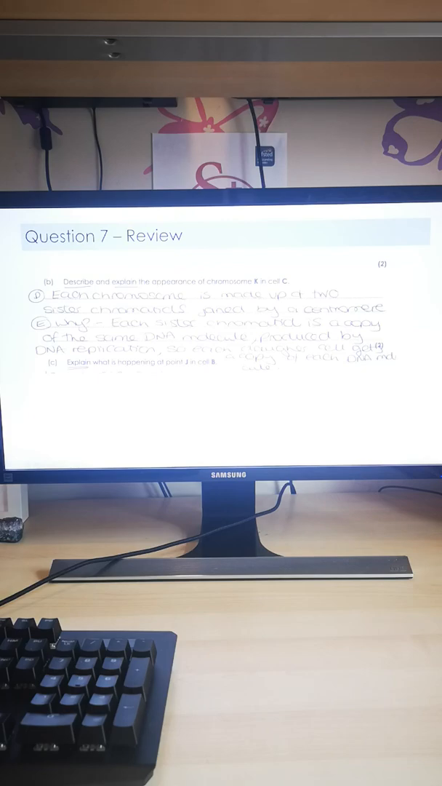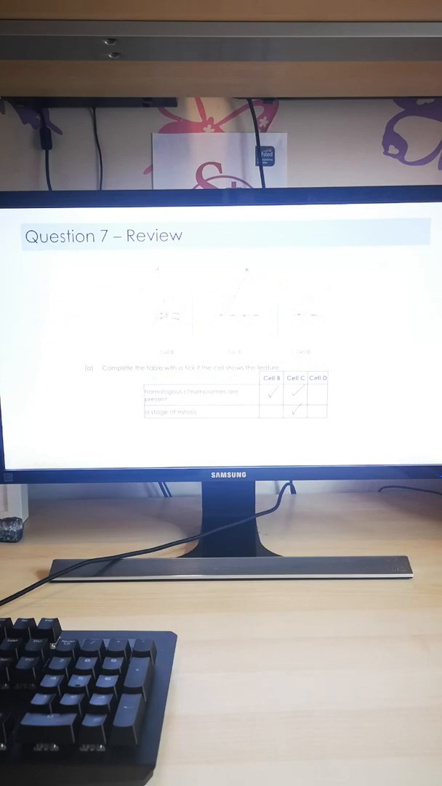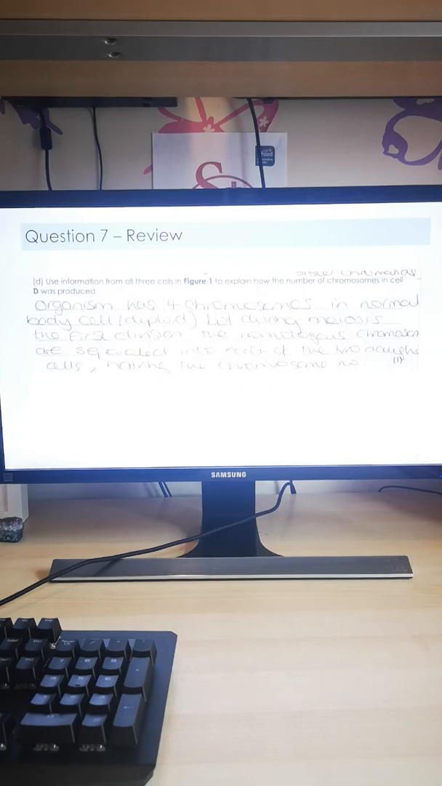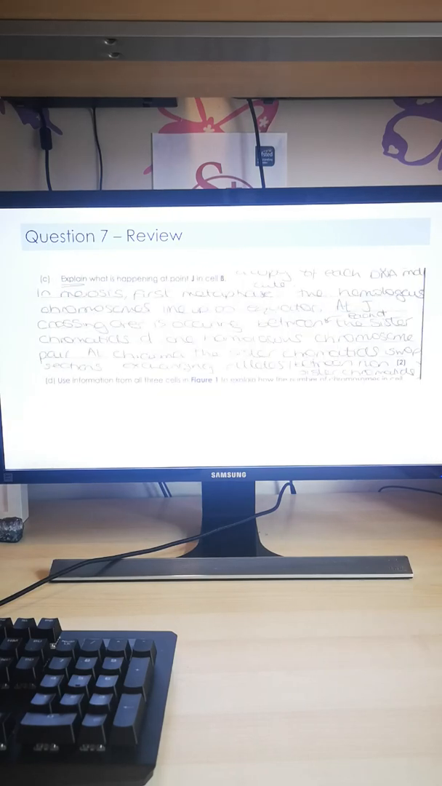Explain what is happening at point J in cell B. So if we go back to cell B, and this is point J there, we can see crossing over occurring. It's just making sure we get the detail in there. Okay, so in meiosis, first metaphase, the homologous chromosomes line up on the equator. At J, crossing over is occurring. Now we know that doesn't actually happen in metaphase, but the examiner's using what they can, which is, if they show you crossing over, you say that's what it is. Okay, so the mark point is actually here, and it's for the detail.